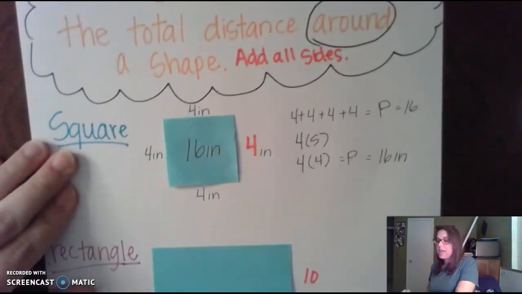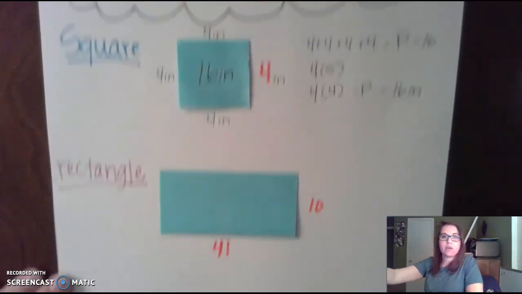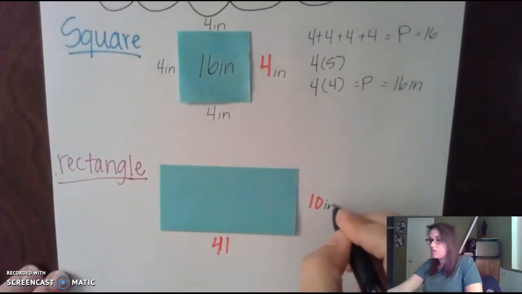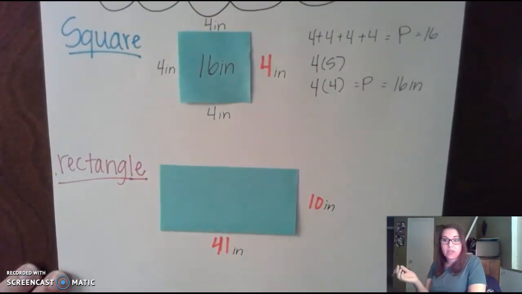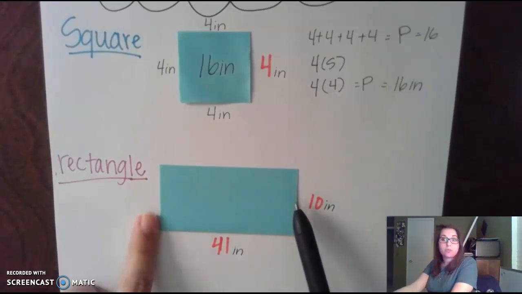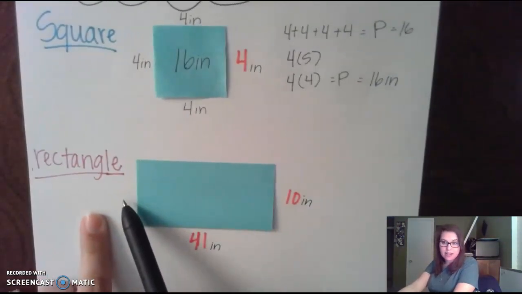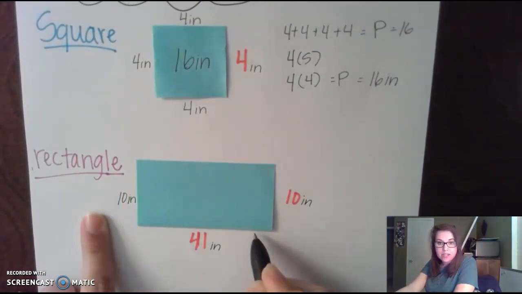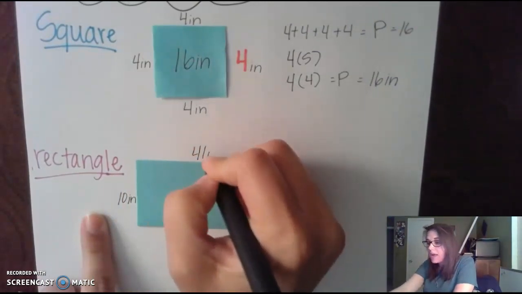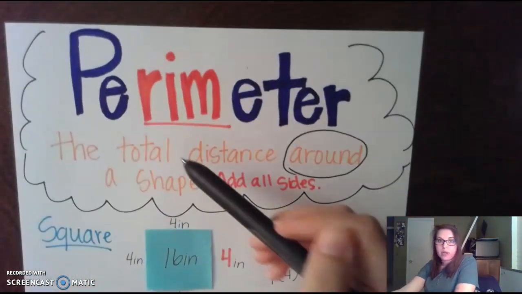Now I want to take a look at a rectangle. So this rectangle has one side that is 10 inches and another side that is 41 inches. So we know that these two sides will be the exact same size. So if this side is 10 inches, then that means this side has to be 10 inches. And if this bottom side is 41 inches, the top will have to be 41 inches as well. So we know whenever we're working with perimeter to add all the sides.